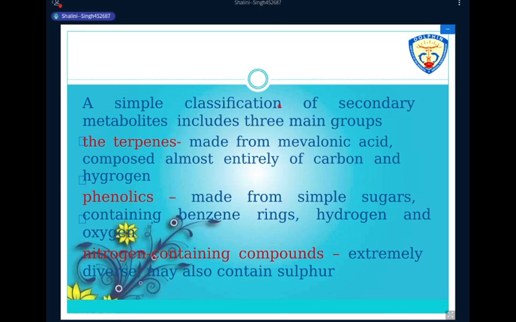A simple classification of secondary metabolites includes three main groups. What are these main groups? First, the terpenes. Second, the phenolics. And third, the nitrogen containing compounds. Terpenes are made from malonic acid and are composed almost entirely of carbon and hydrogen. Phenolics are made from simple sugars containing a benzene ring, hydrogen and oxygen, whereas nitrogen containing compounds are extremely diverse and may also contain sulfur.